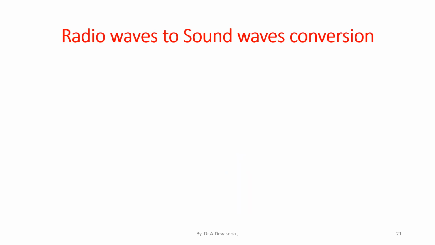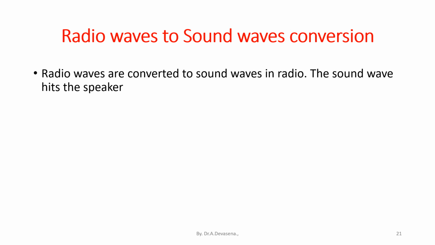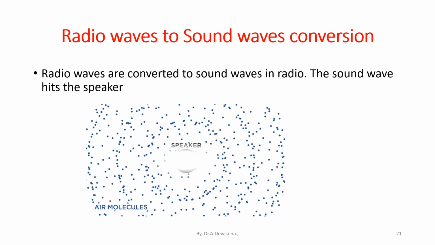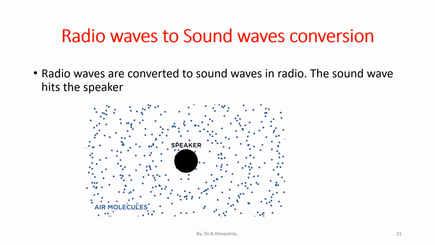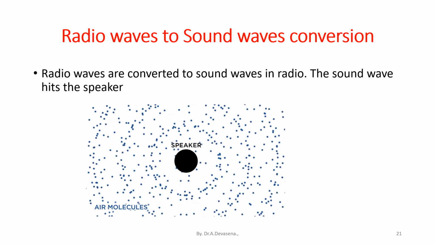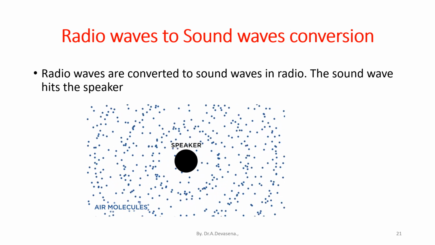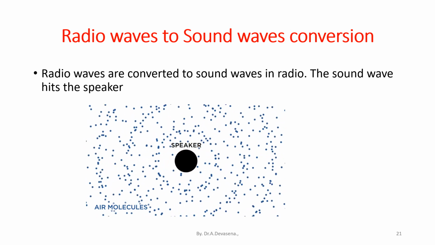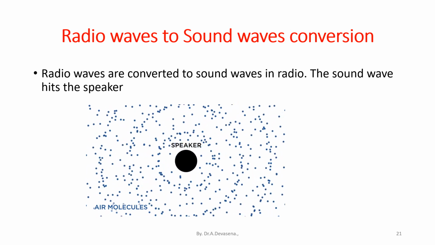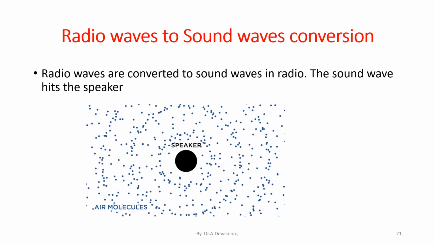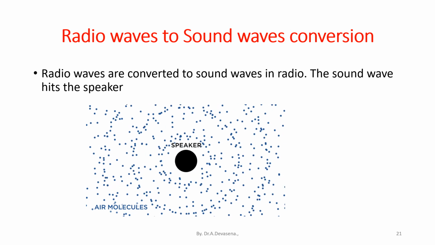Radio waves to sound waves conversion. Radio waves are converted to sound waves in radio. This sound wave hits the speaker. This is represented in this diagram. Here we are having a speaker. A speaker is present inside our radio. With the help of this speaker, the radio wave is being converted in the form of sound wave. The sound wave now hits the speaker, and because of that, air molecules around the area get vibrated. This vibration is indicated in this representation.